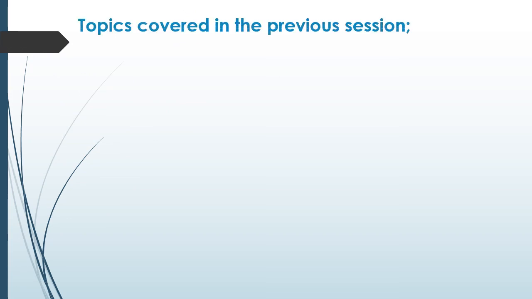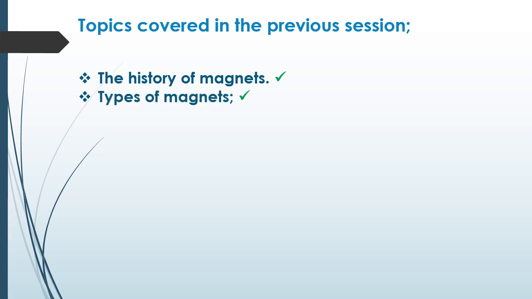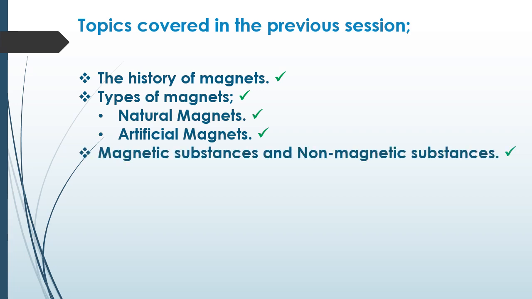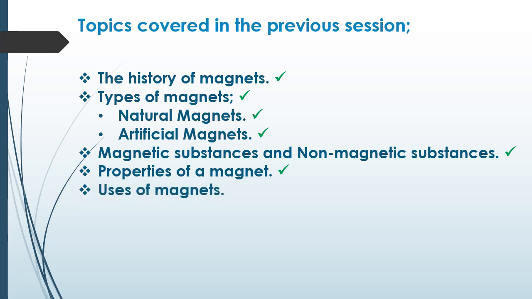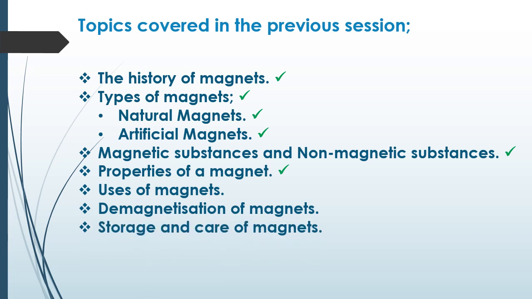So in the previous session, we have learned about the history of magnets, types of magnets, that is natural magnets and artificial magnets, magnetic and non-magnetic substances, and properties of a magnet. Now we shall learn about uses of magnets, demagnetization of magnets, and storage and care of magnets.